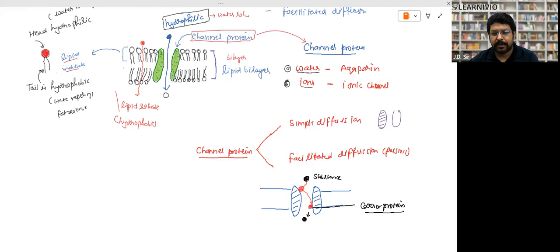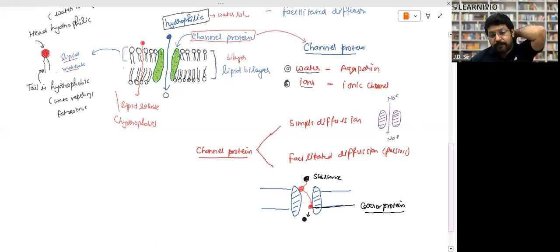Any substance which has to pass through these channel proteins, like suppose this is a sodium ion, will simply be transported from one end to another. It will go inside or come outside. So this is simple diffusion. Diffusion is obviously a passive transport, right?